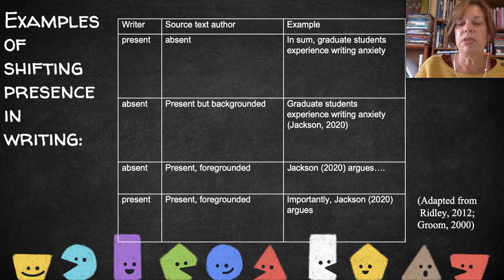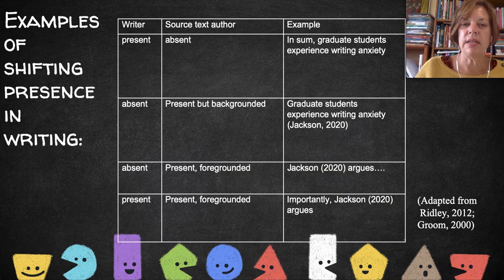So I'm going to begin with the third column, the example. This would be a sentence in writing. Let's say you wrote this. That would be easier, I think. So this is what you've written: In sum, graduate students experience writing anxiety. If you look at the first column, you can see that the writer is present in that sentence because you've said in sum. In sum is a phrase that indicates to the reader that you are there. But the source text author, the person who perhaps mentioned this comment, is absent completely because that person's not referenced.